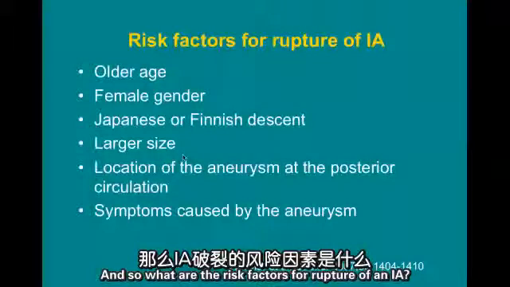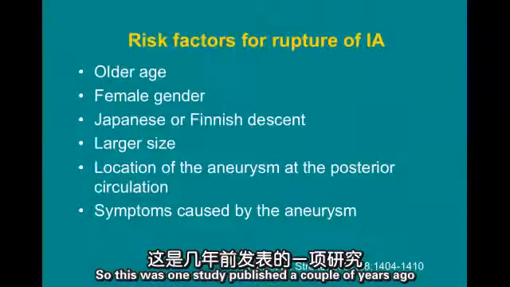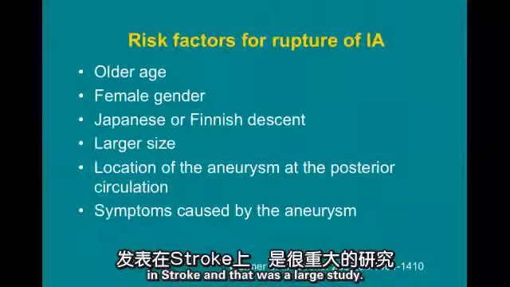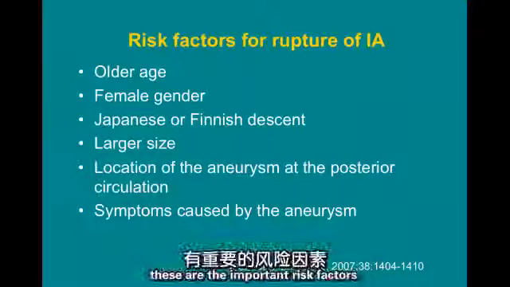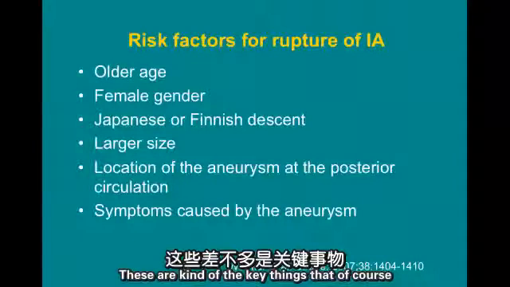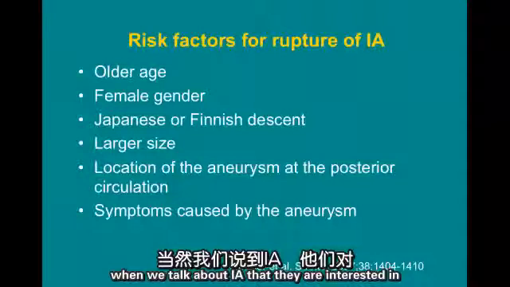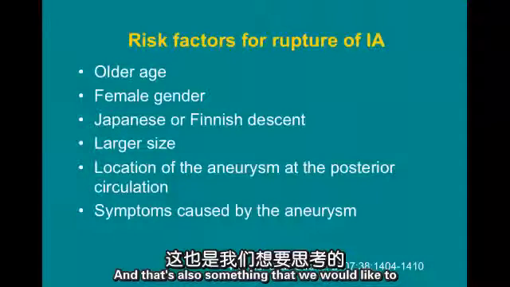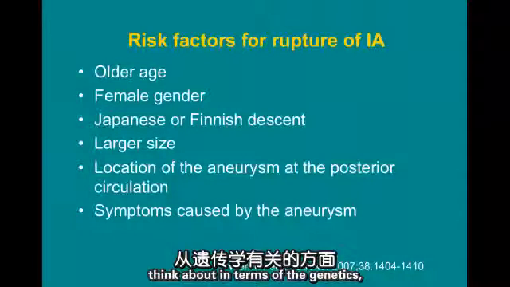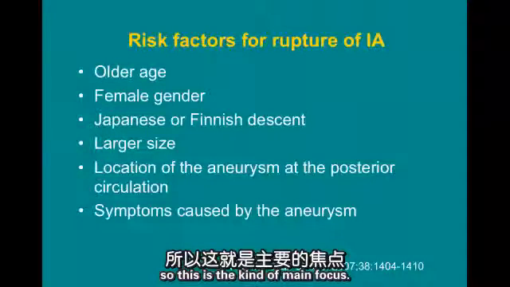So what are the risk factors for rupture of IA? This was one study published a couple of years ago in Stroke, and that was a large study, and they identified that these are the important risk factors. These are the key things that, of course, when we talk about IA, we are interested in: what are the risk factors for rupture? And that's also something that we would like to think about in terms of the genetics, so this is the main focus.